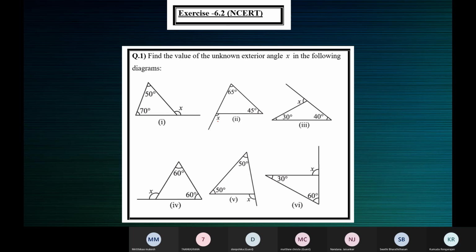Fourth one. Mritika. Ma'am, yes, Mritika.